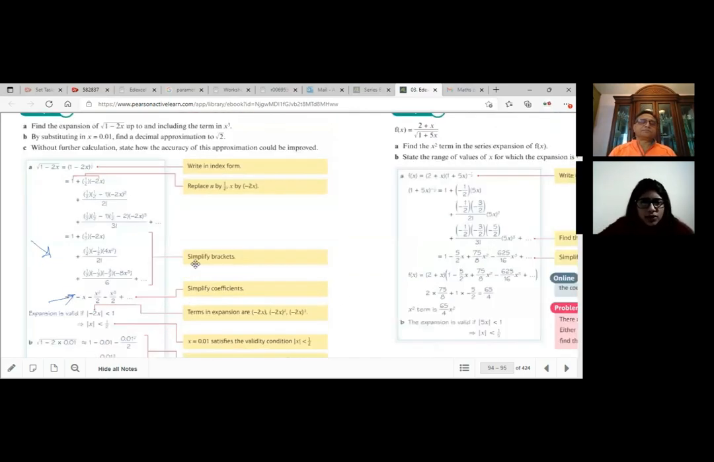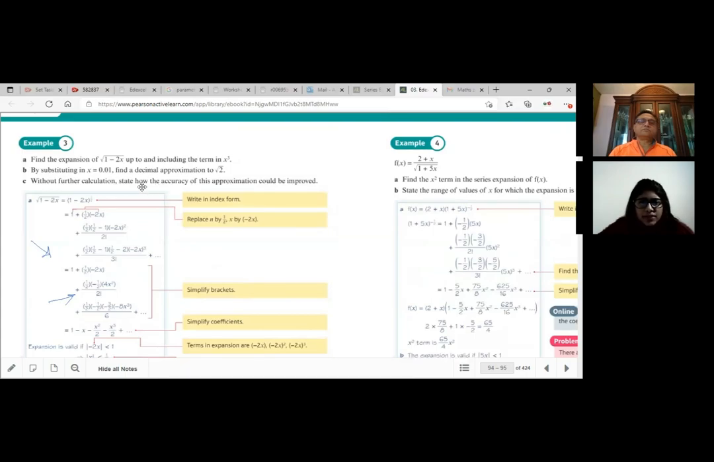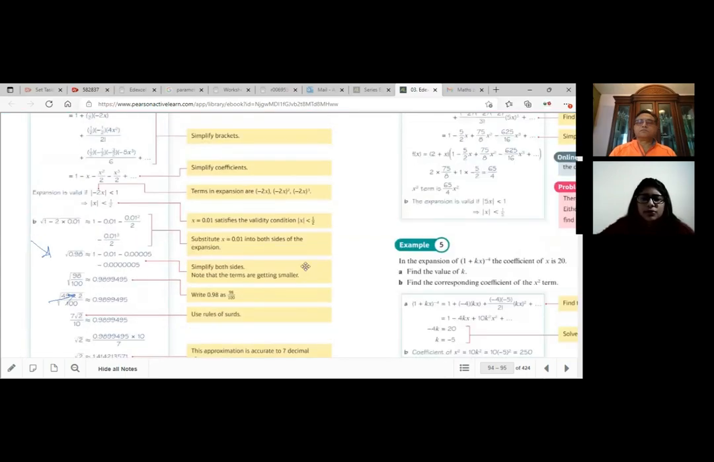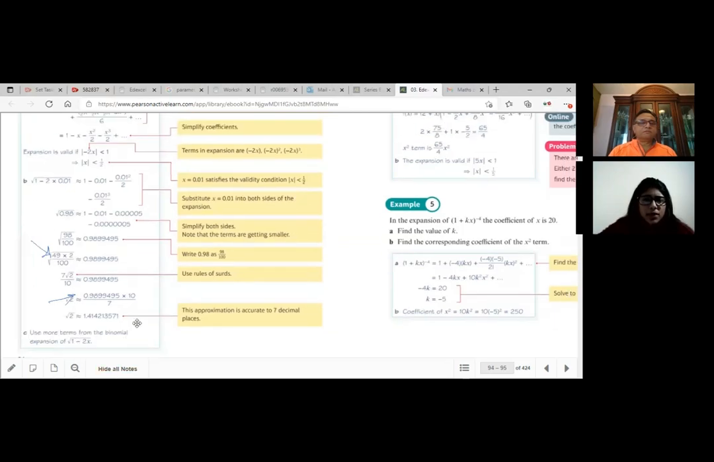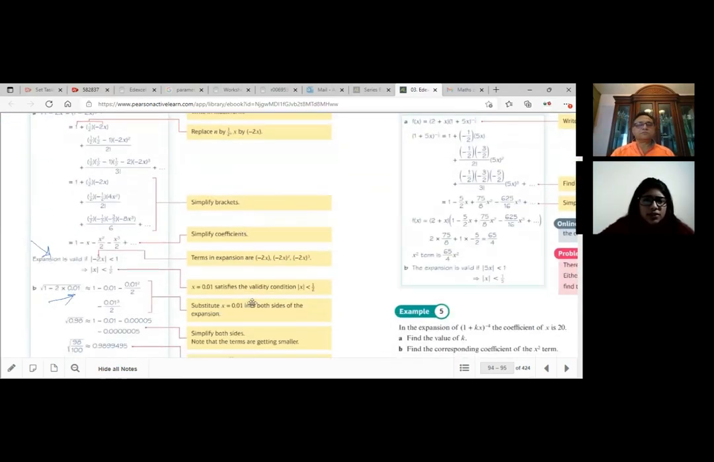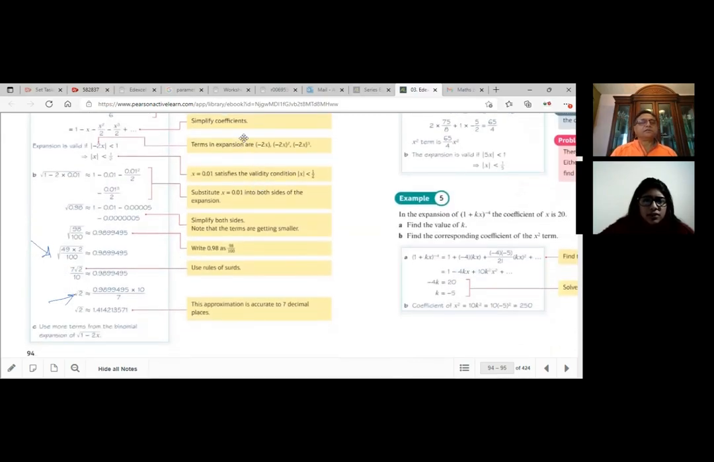But we were trying to state how the accuracy of this approximation could be improved. Oh, sorry, that's part C, but part B was just substituting in x. Oh, right. So the x value of 0.01, which they substituted, they figured out the value of square root 2. Use more terms. See, instead of 3, you can use more terms, right? Since we approximated by using only 3 terms, correct? It made our calculations simpler. So if you want a more accurate result, use 4 or 5, correct? So that is how you can improve the accuracy.